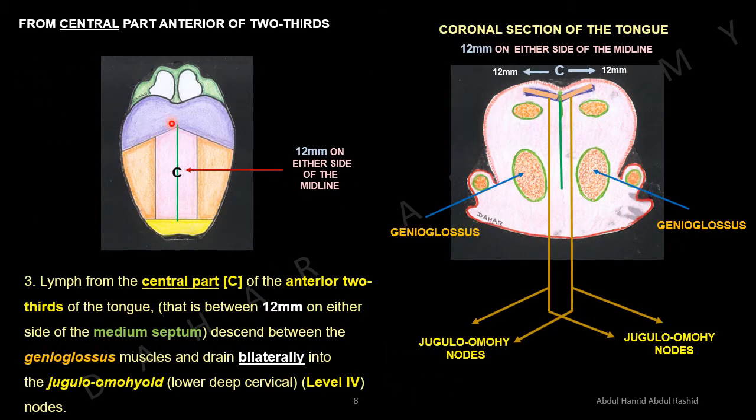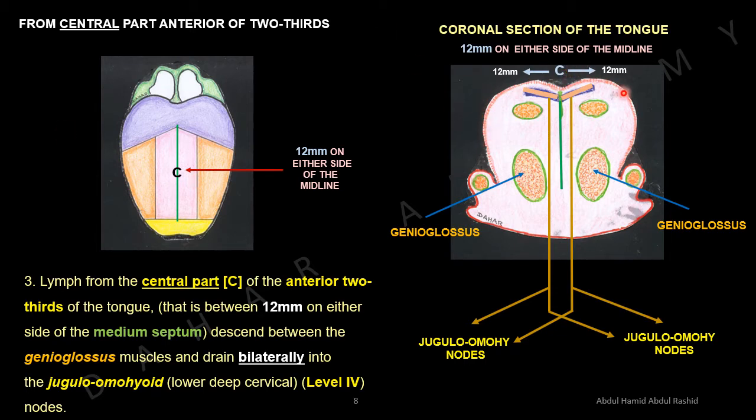In this diagram, this is anterior 2/3 of the tongue. This is median septum of the tongue. Central part of anterior 2/3 is 12 mm on either side of the median septum of the tongue. This thing is the central part of the anterior 2/3.